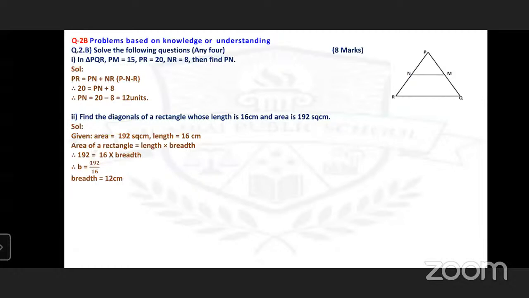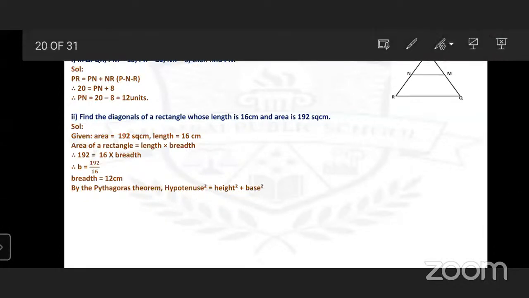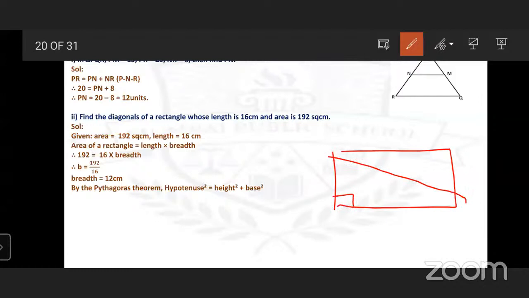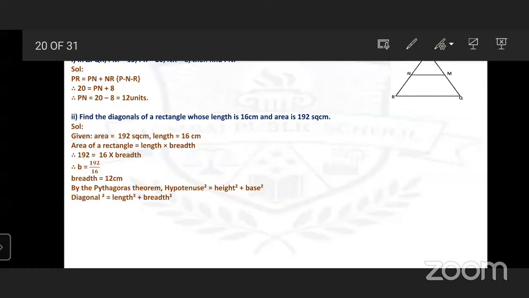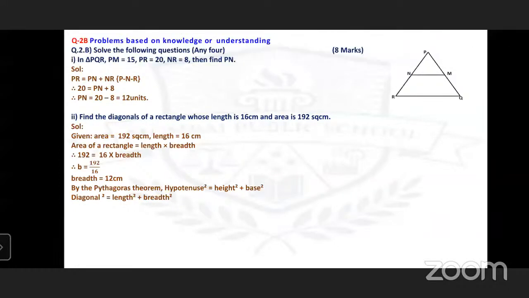So then we apply Pythagoras theorem here. For applying Pythagoras theorem, we write here, just a minute. This length is 16 and breadth is 12. Then this is the hypotenuse side, one side square plus other side square. Then easily we find the diagonal. Write down: diagonal square is equal to length square plus breadth square. Length is 16, so 16 square plus 12 square.